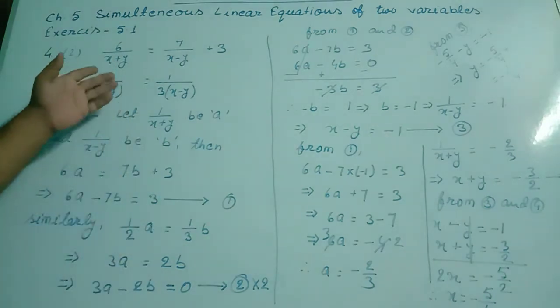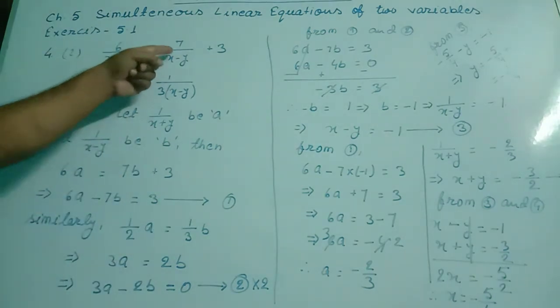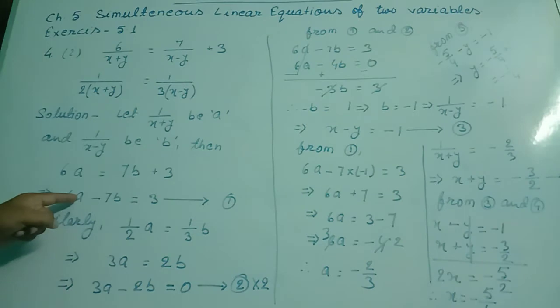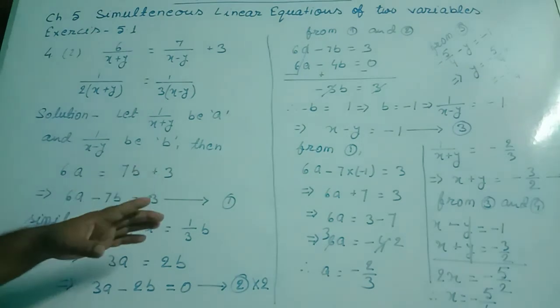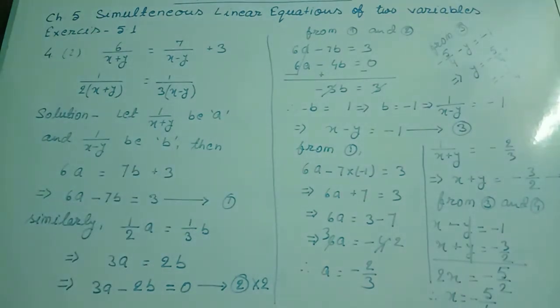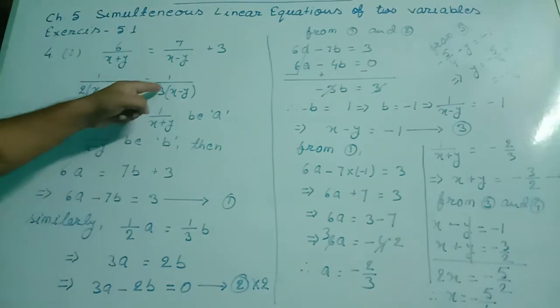Then these two equations will be 6a equal to 7b plus 3, or we can write 6a minus 7b. 7b will come this side, after coming this side it will be minus, 6a minus 7b equal to 3. This is equation number 1. Now from equation number 2, this will be 1 by 2 into a, because 1 by (x plus y) we have considered a, so 1 by 2a equal to 1 by 3b.